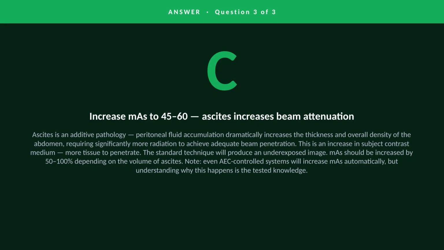The answer is C, increase mAs to 45 to 60. Ascites is an additive pathology. Peritoneal fluid accumulation dramatically increases abdomen thickness and density, requiring significantly more radiation to achieve adequate penetration. The standard technique produces an underexposed image. Increase mAs by 50 to 100% depending on the degree of ascites. Even AEC systems increase mAs automatically. The registry tests whether you understand why.